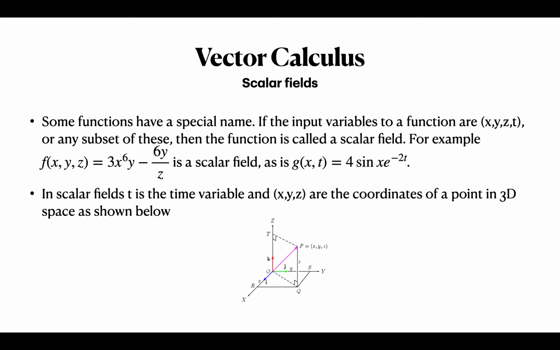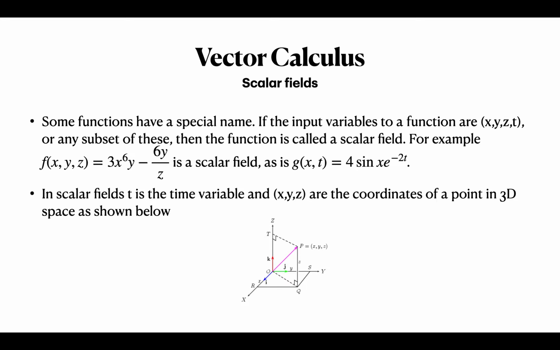So a scalar field, from a mathematical point of view, when you're looking at it on the page, is just a function of x, y, z, and t, or any subset of those, where it's understood that x, y, z are the coordinates of a point in space, and t is time.